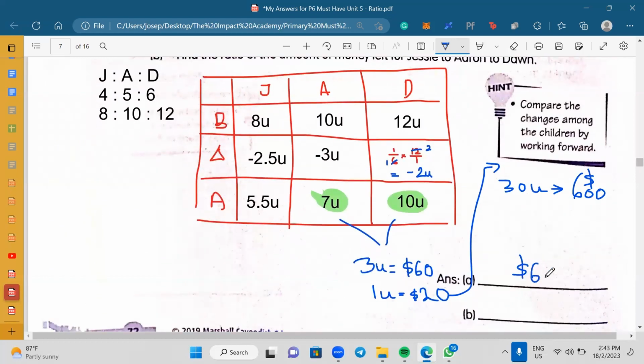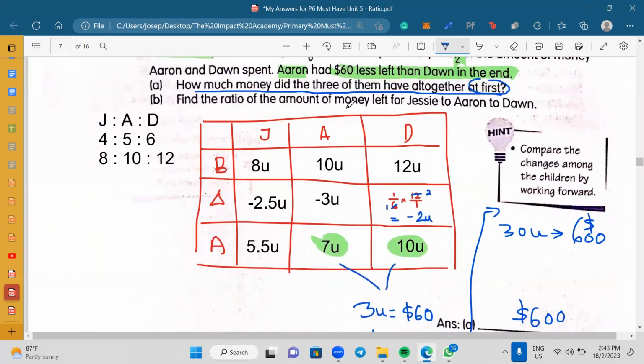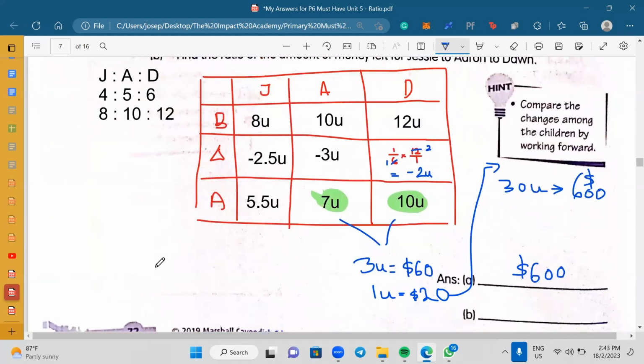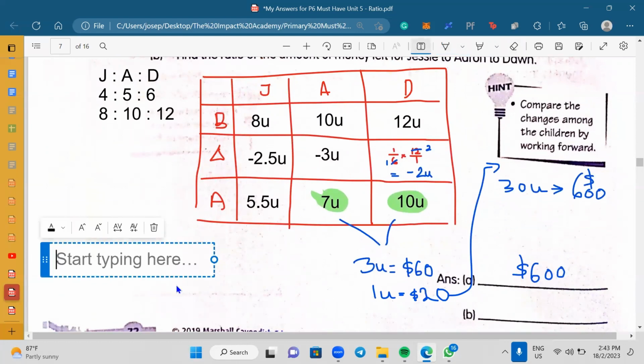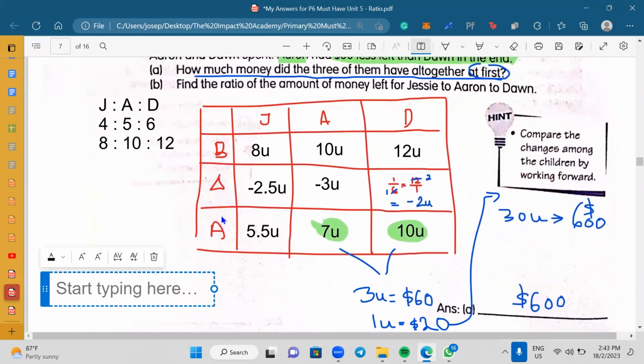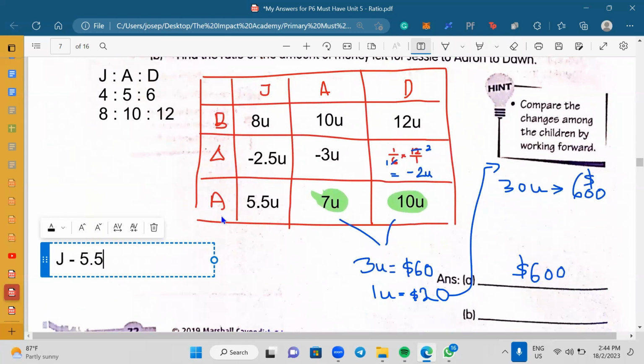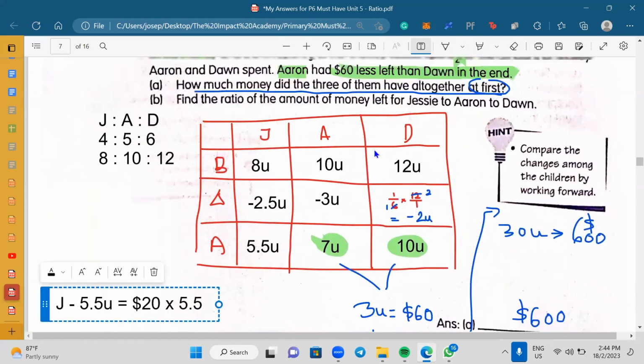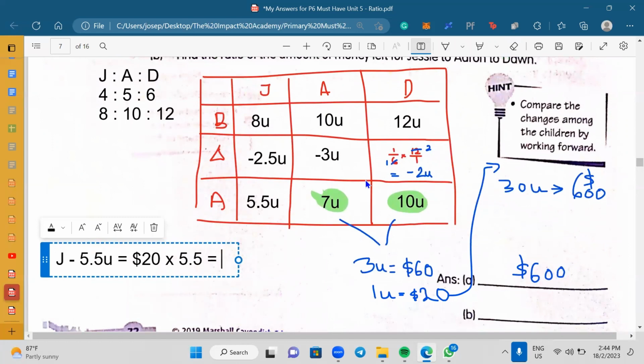Done. Agree so far? Let's take a look at B. B says find the ratio of the amount of money left for Jesse to Aaron to Dawn. Now when that happens, what I want you all to do is let's find who first? They say Jesse, right? Let's find Jesse. Jesse, how many units? 5.5 units, correct? So that gives you 20 times 5.5. They say in the end, left. You press your calculator: 110. Very good. Agree?